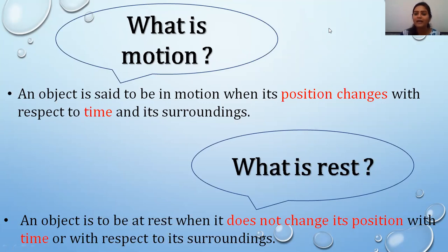So if I have to define or state what is motion, I'll say an object is said to be in motion when its position changes with respect to time and its surrounding.